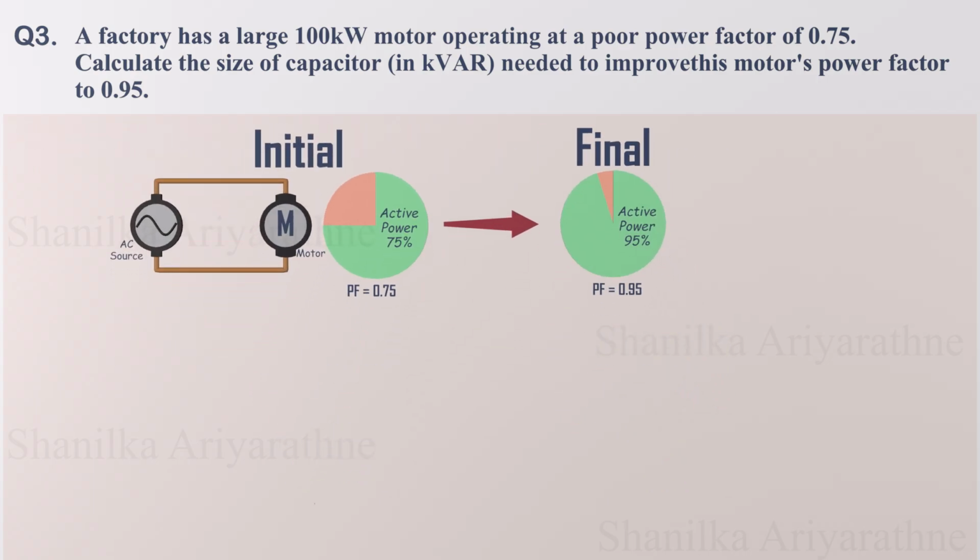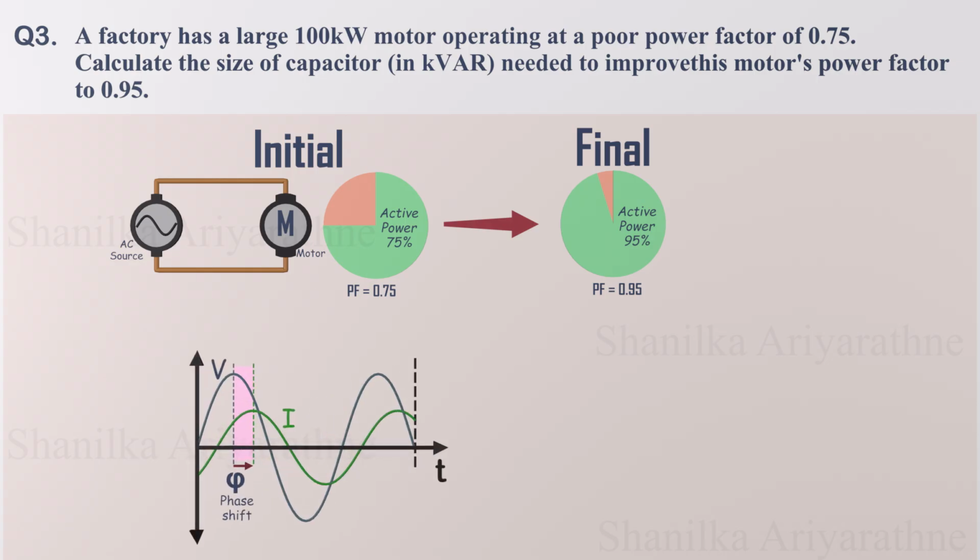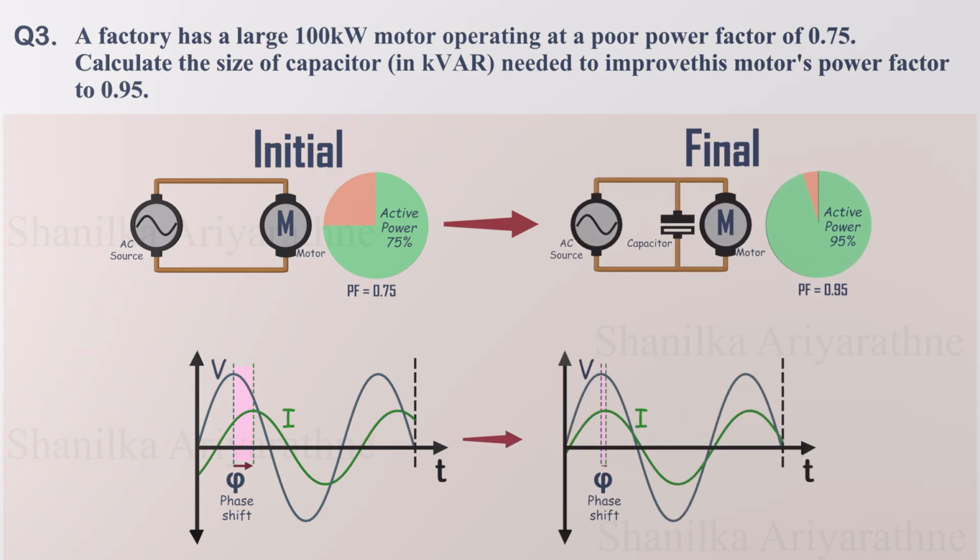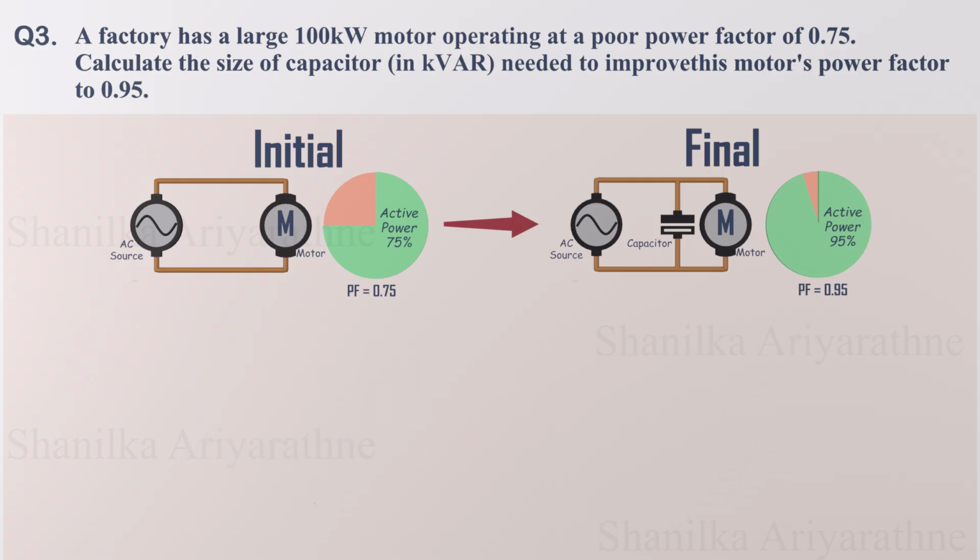Think of our motor like this. Its windings act as giant coils, inductors that create magnetic fields essential for operation. But these inductors have a special effect. They make the current wave lag behind the voltage wave, like a runner falling behind in a race. This is where our capacitor comes in. Capacitors have the opposite effect. They make current lead ahead of voltage. By adding just the right size capacitor, we can bring these waves closer together, like helping our runner catch up to the right pace. Let's write down what we are given.